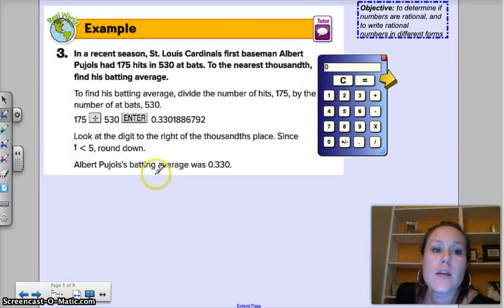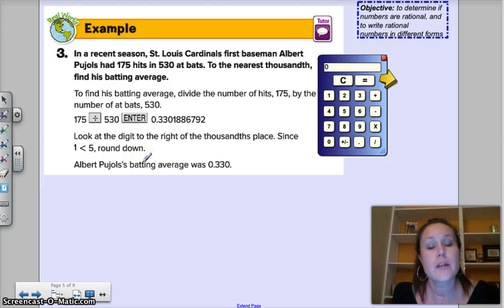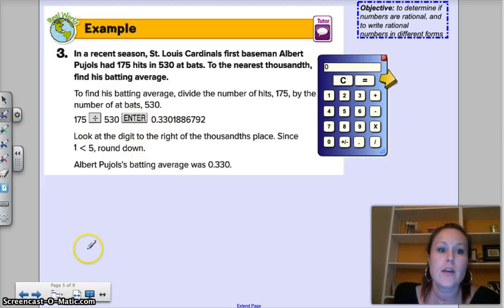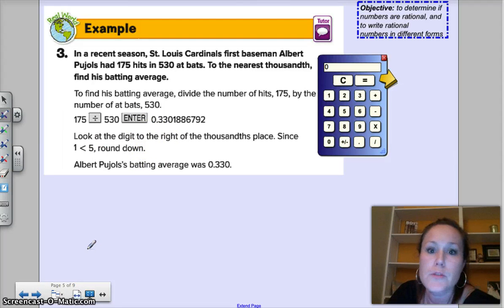All right, number 3, here's a real world example. We're talking about baseball averages. In a recent season, St. Louis Cardinals first baseman Albert Pujols had 175 hits in 530 at-bats. To the nearest thousandth, find his batting average.